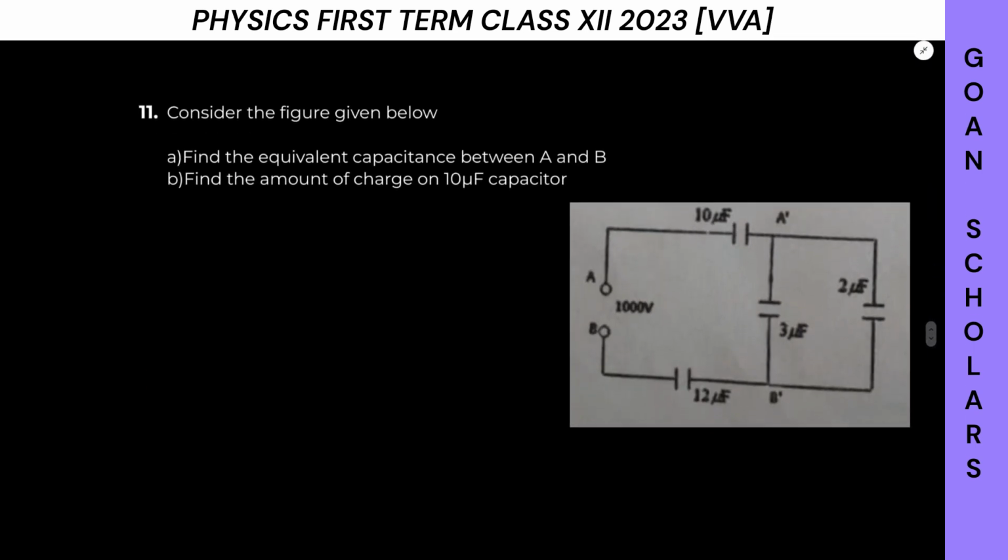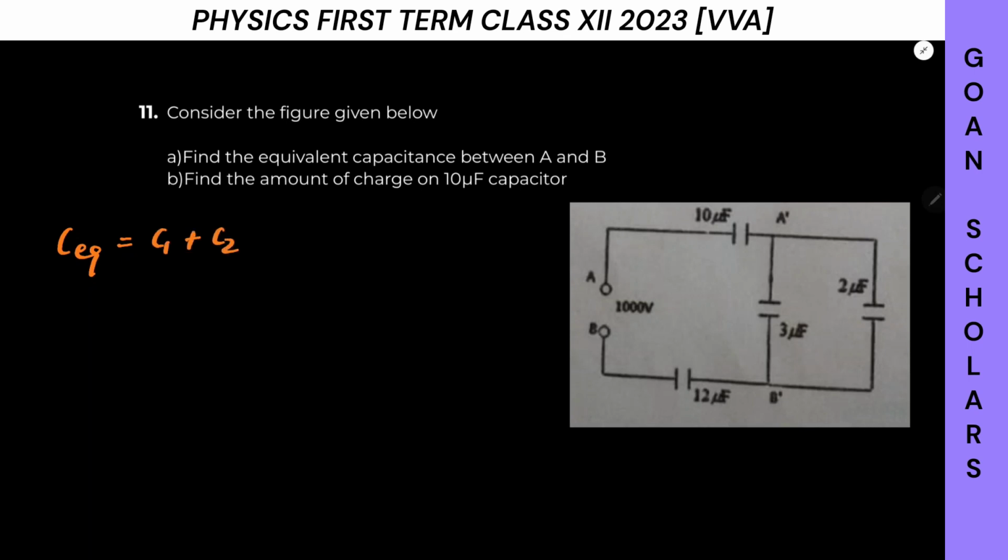Question 11 says, consider the given figure and find the equivalent capacitance between A and B. Let's first solve the A part. So, the equivalent capacitance between A and B. We can see here, if you start from this point, between these 2 points, this 2 and this 3, are they in series or parallel? They are in parallel. So what is the equivalent of parallel? The equivalent of parallel will be C equivalent equals C1 plus C2.